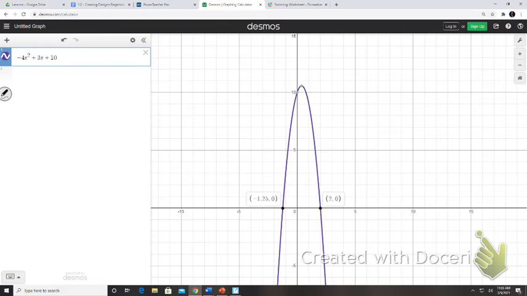How many solutions are there, Emery? Two. Right? Two x-intercepts, so two zeros, therefore two solutions. Okay. Good.